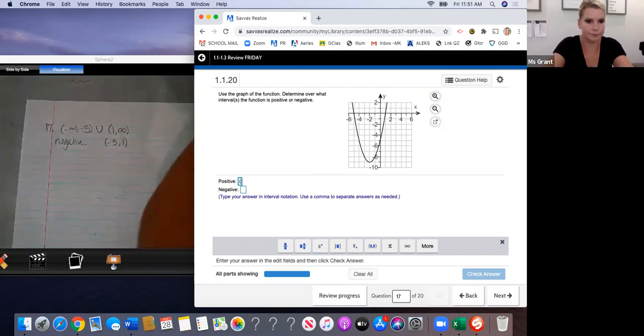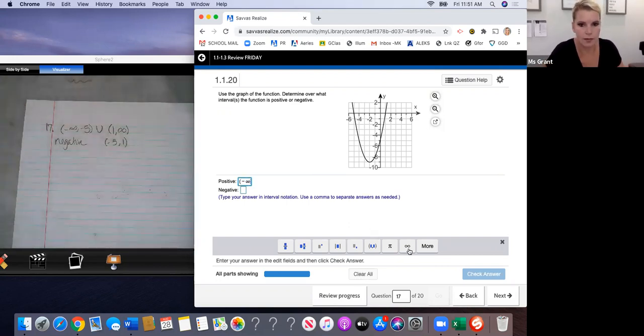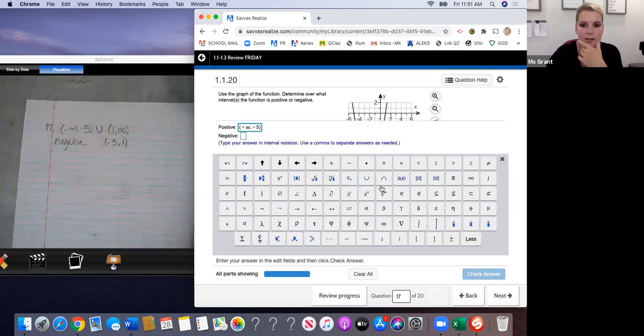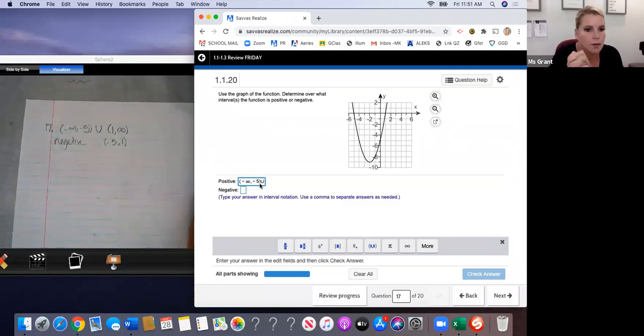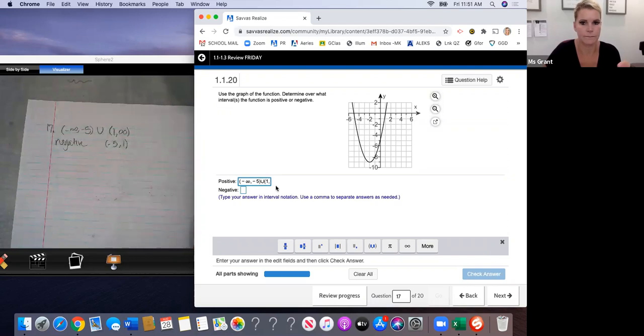Okay. -infinity comma -5. Union sign, they have it here. It's a U shape. Union, 1 comma infinity. So I like the way that looks. It's on the left, and then it takes a break, and then union, it picks back up again at 1, and it goes positive. The negative now is down below that U shape, the parabola, -5, 1.